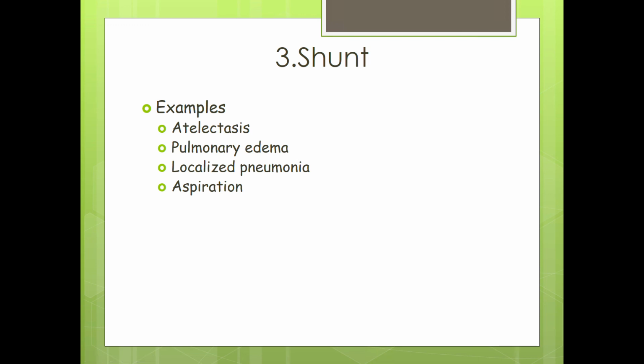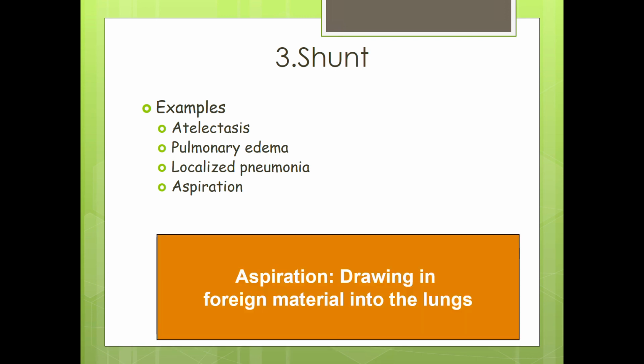We can also see shunting on aspiration. So it makes sense if you aspirate vomit or something else into your lungs and it causes occlusion of the alveoli, of course, you're going to have less oxygen units passing through.